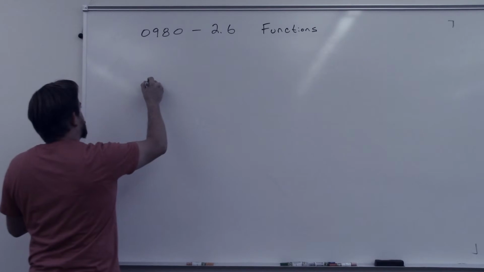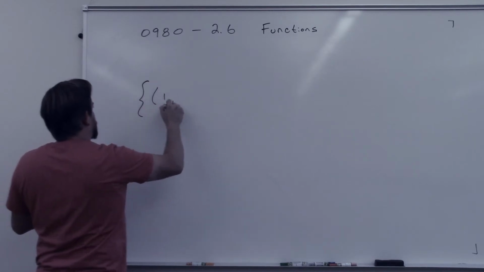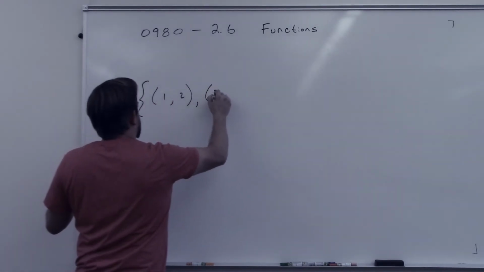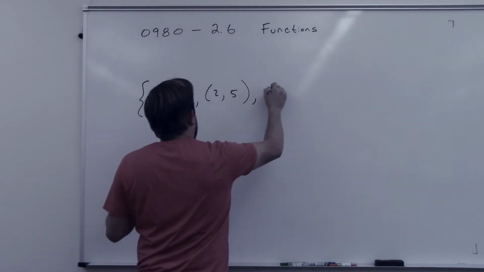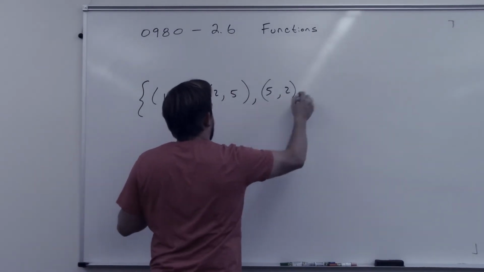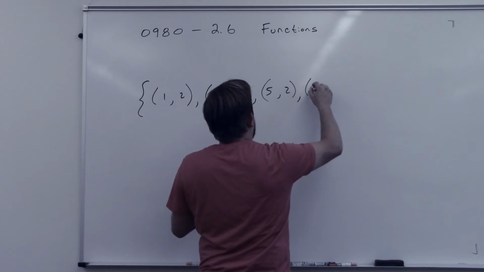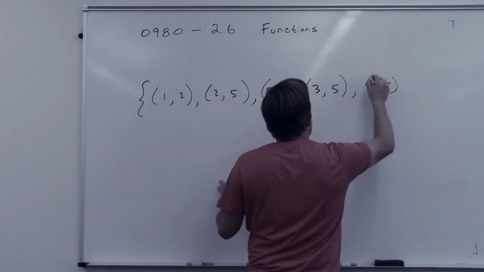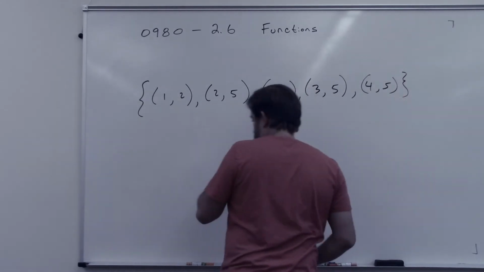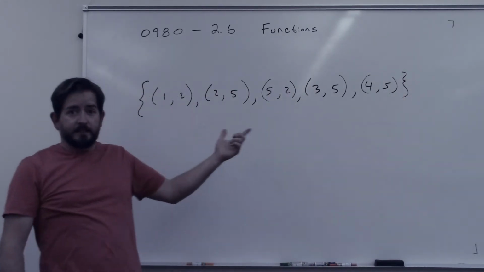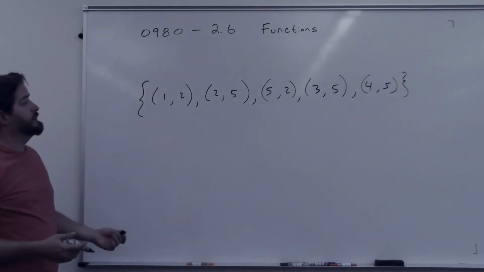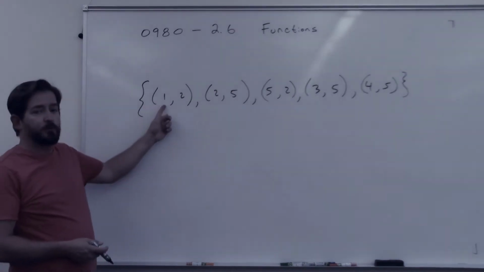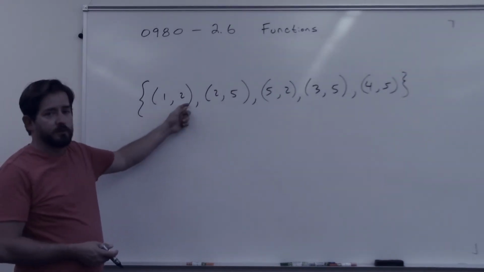Let's say I have this relation that ties 1 to 2, 2 to 5, 5 to 2, 3 to 5, and 4 to 5. The question is, is this a function? And the answer is yes, because the output for 1 is unique, it's 2.